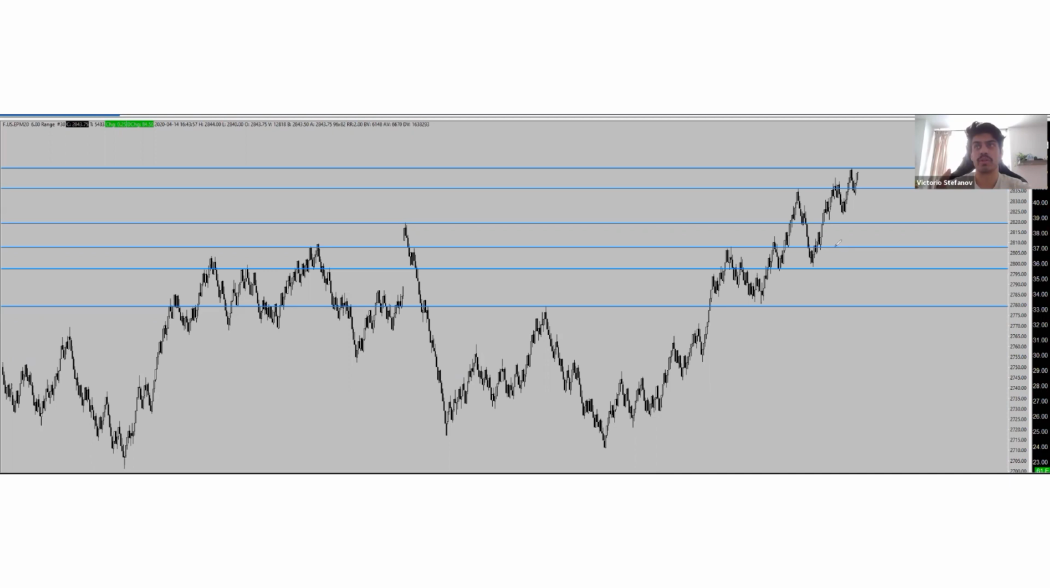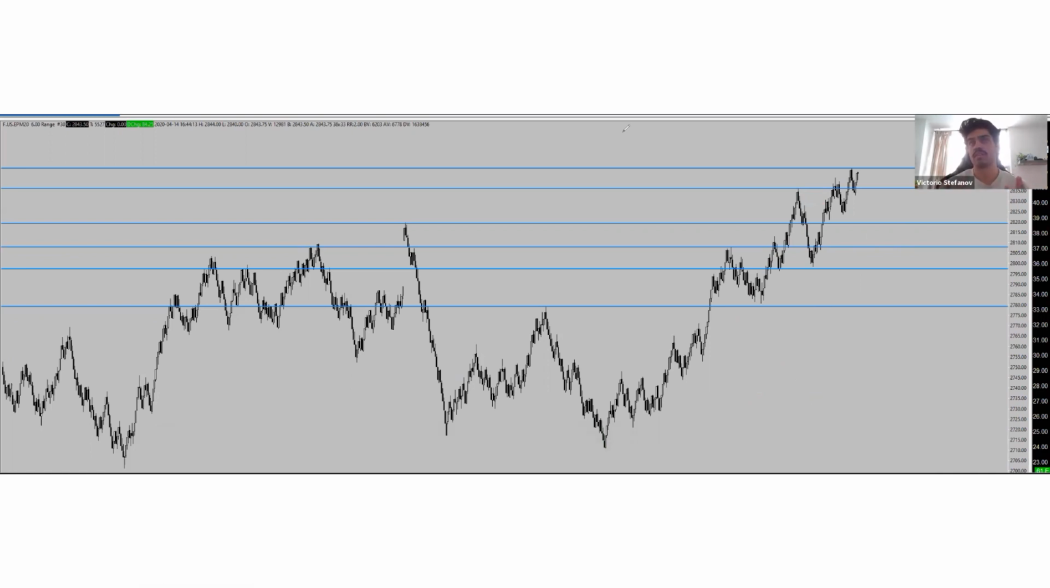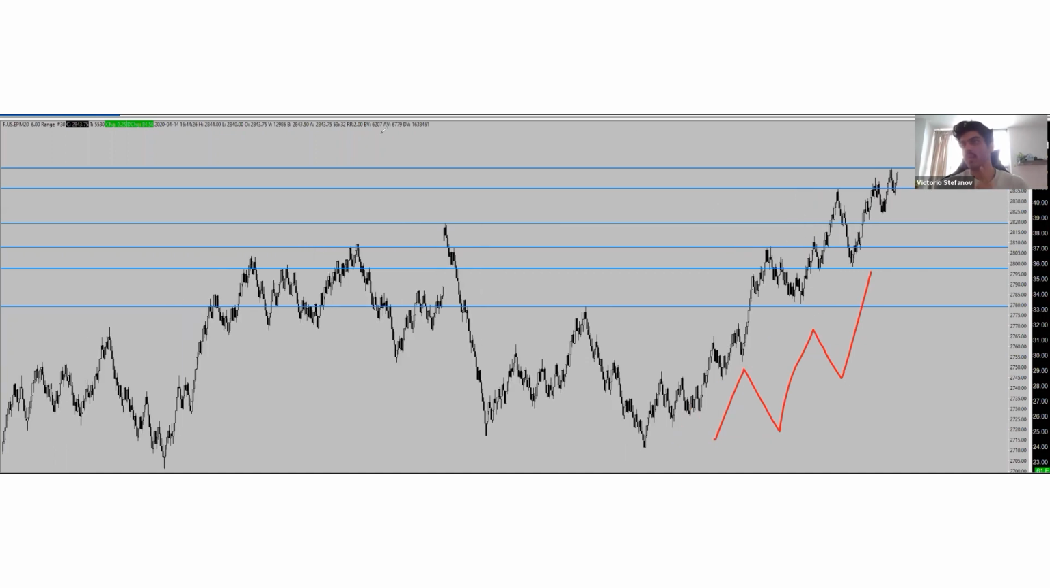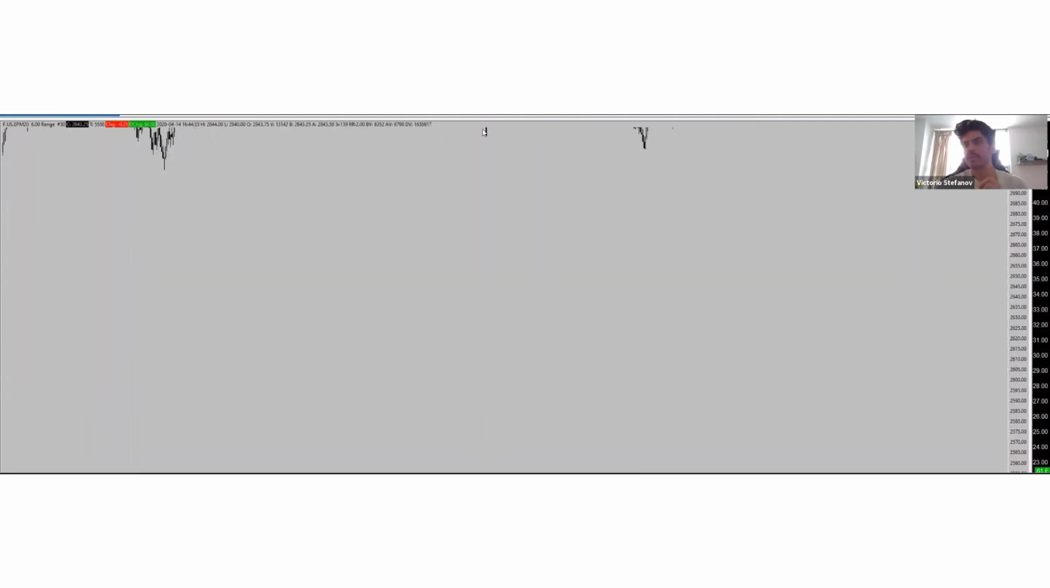Now, to confirm market structure in the uptrend, what has to happen? Higher highs, higher lows, higher highs, higher lows, higher highs, higher lows. And this is going to be a very important aspect to remember when looking at this trading process. So remember, for market structure to continue, we have to continuously print higher highs, higher lows for the bull side. For the bear side, lower lows, lower highs. So we're following the trend here. Once we've identified that we're in a bull trend, and we've identified that this is what the bull trend looks like, higher highs and higher lows, there's one key little pattern that we should be aware of. Let me just zoom out here so we can actually draw it.